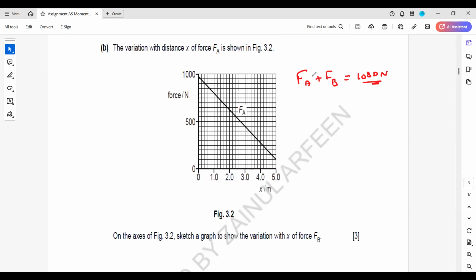The sum will not change. For example, any value you can work out. Here 1, 2, 3, 4, 5, 6, 7, 8, 9. So 10 boxes equals 500, so each is representing 50. So this will be 900, and because it is between 1000 and 950, this will be 975. So if this is 975, what should be the value for FB?